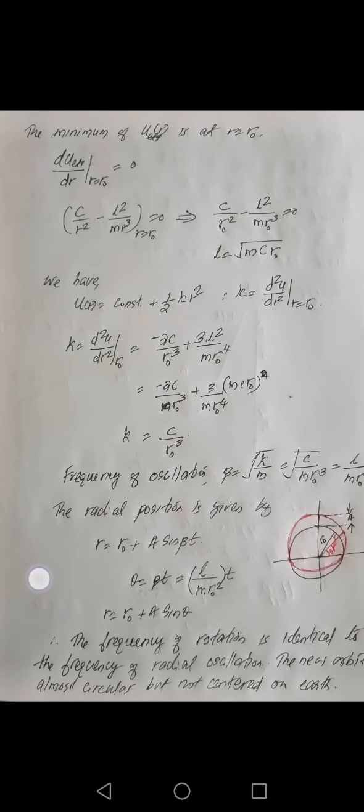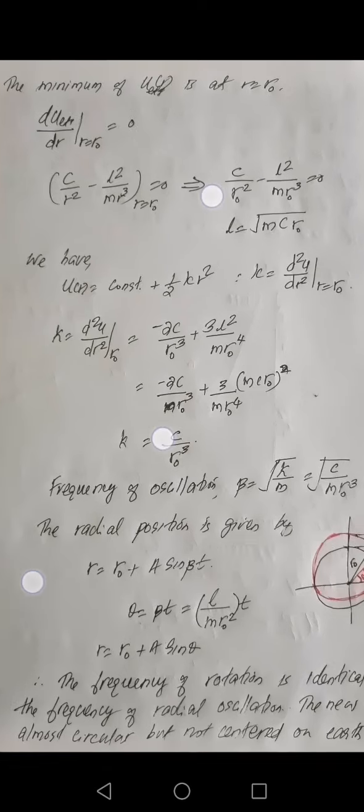Now the minimum happens at R equal to R0. At the minimum the slope is also 0. That means dU by dR at R equal to R0 is 0. So I am differentiating U effective: C by R square minus L square by m R cube at R equal to R0 is equal to 0. That implies C by R0 square minus L square by m R0 cube equals 0. From that, L is equal to the square root of m C R0. Here m is the mass of the satellite.